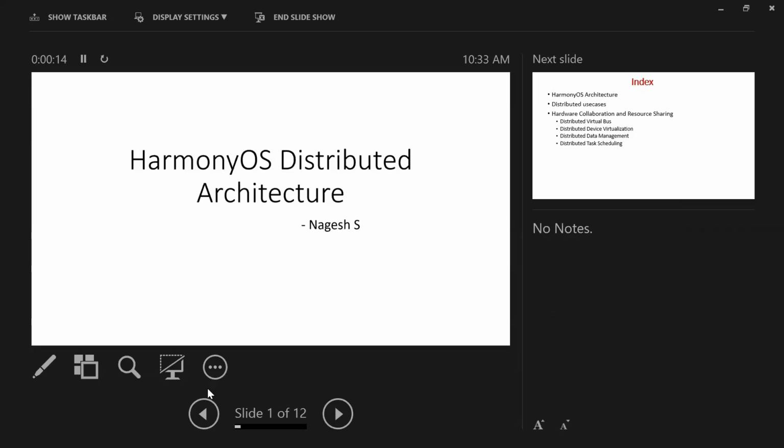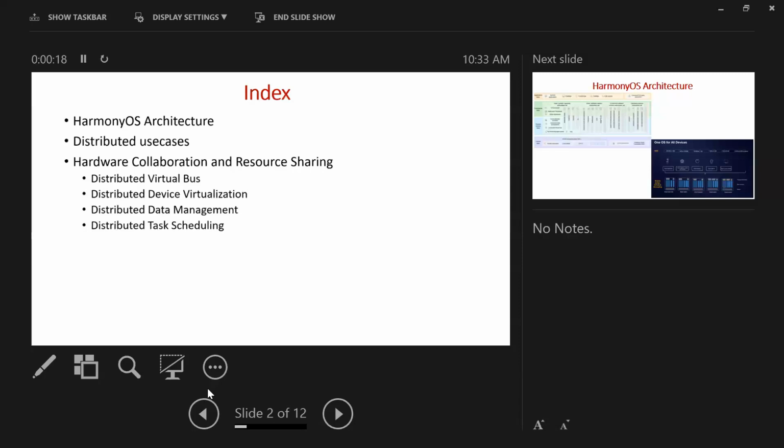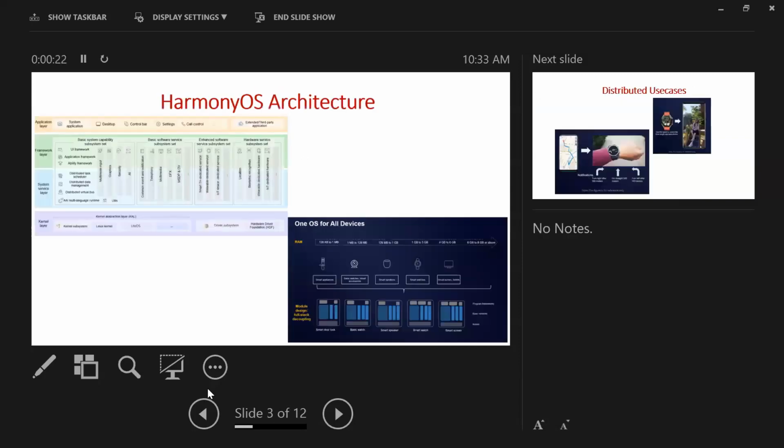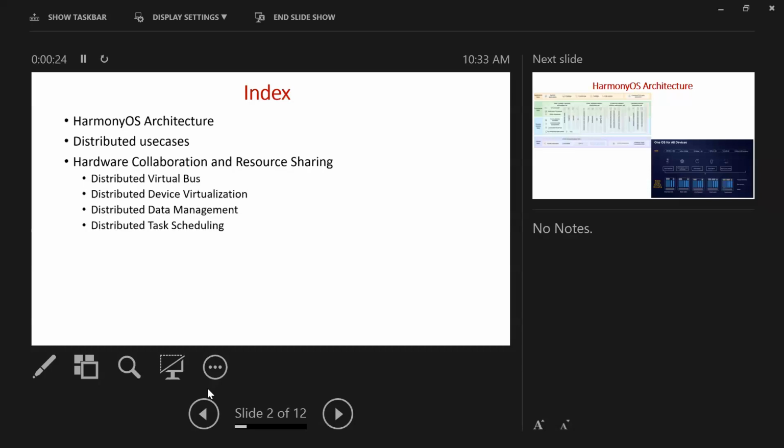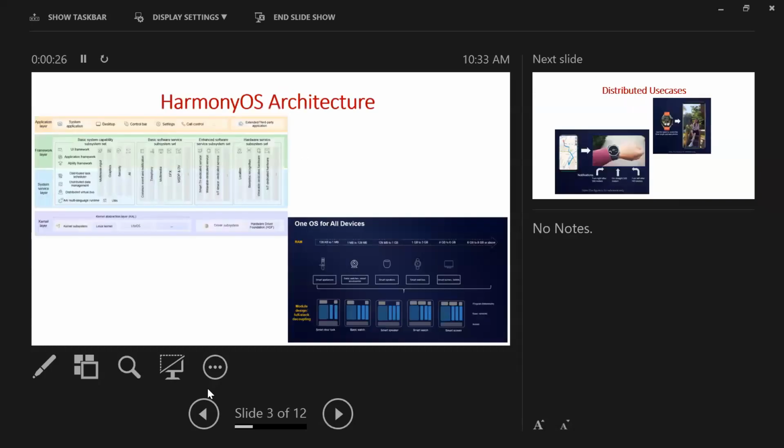Today's topic is the distributed architecture of Harmony OS. Okay, so basically, it includes, let me just have a quick recap on the existing Harmony OS architecture. So basically, it has four different layers.